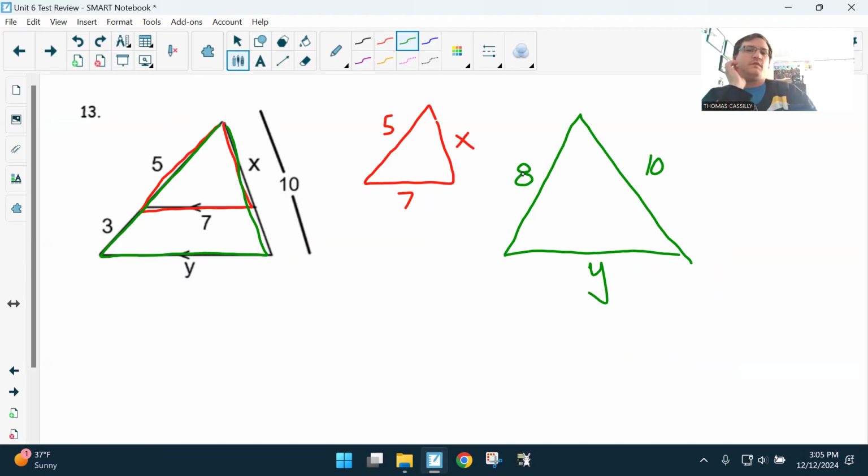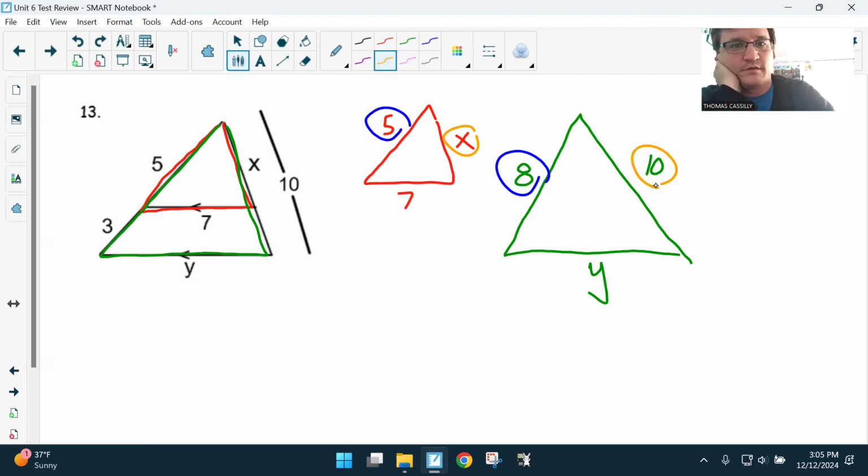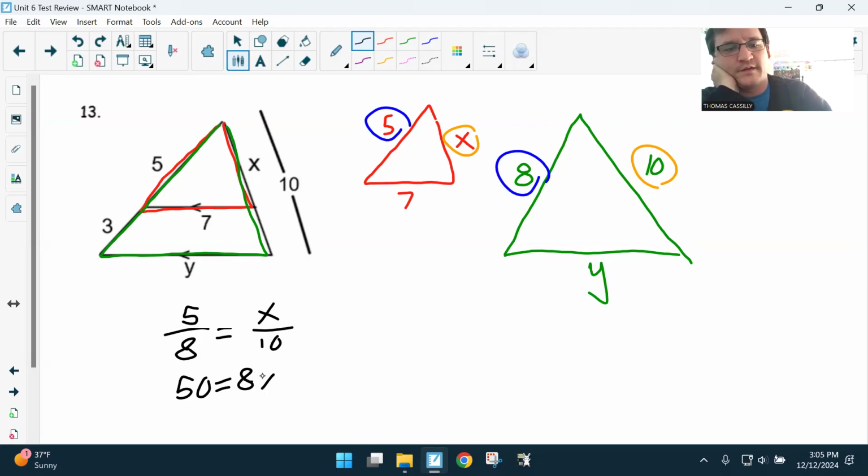All right, so match up the correct sides here. Let's see here. I got a 5. That matches up with an 8. I have an X. That matches up with a 10. All right, compare them. 5 over 8 is going to be proportional to X over 10. All right, so I got 50 equals 8x. That won't be a nice number, but that's okay because 50 divided by 8 is a relatively clean decimal at 6.25.